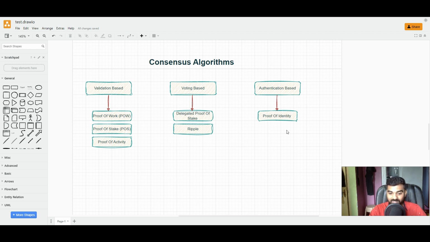So that's it. All right, with that said, I hope I have helped you learn something about blockchain consensus algorithms. Next, we are going to deep dive into how Bitcoin actually works.